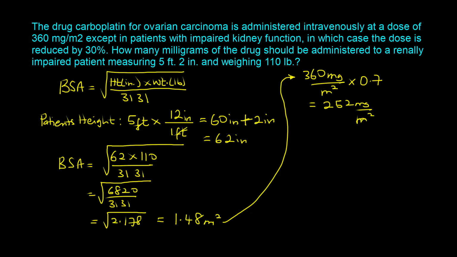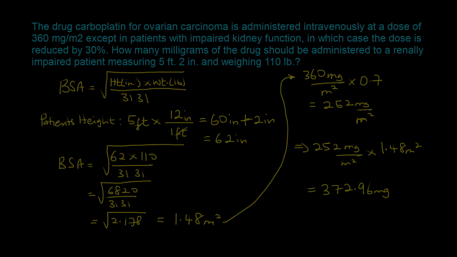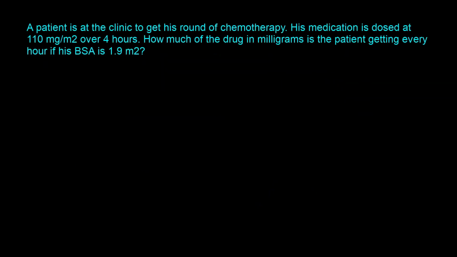So to determine the actual dose, we'll take the normalized dose, which is 252 milligrams per meter squared, and multiply that by the body surface area, which is the 1.48 meters squared, and that should be equal to 372.96 milligrams.